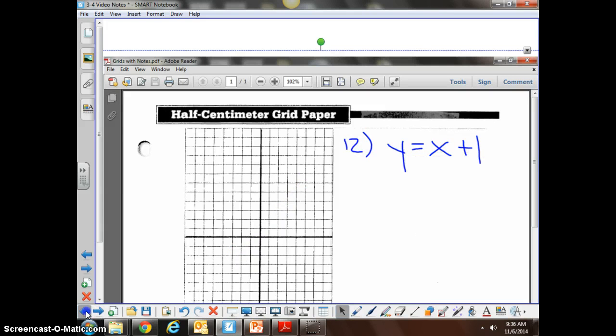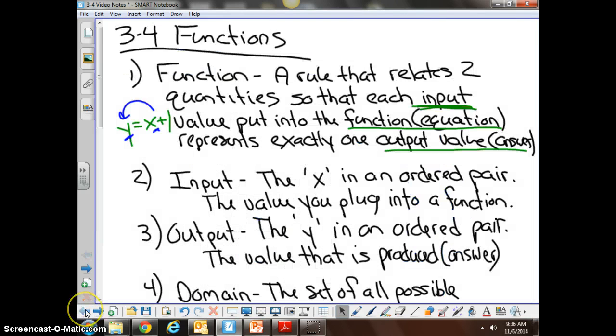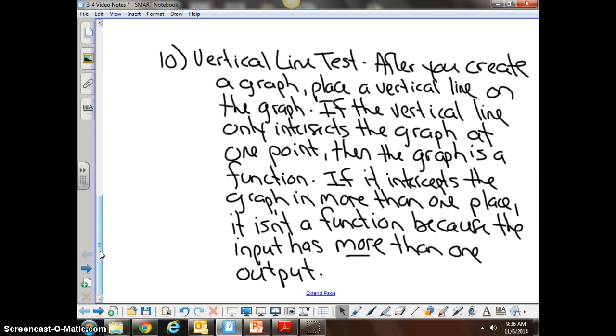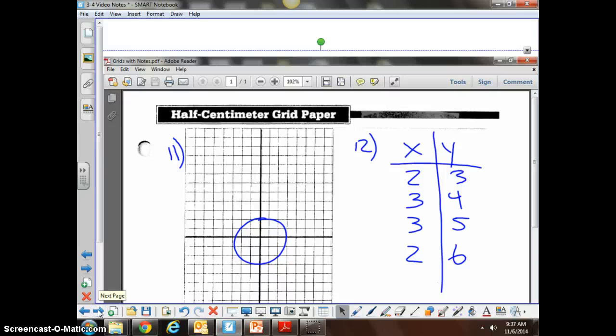Let's go to number 10. Number 10 is the vertical line test, another vocabulary word. Vertical line test is after you create a graph, place a vertical line on the graph. If the vertical line only intersects the graph at one point, then the graph is a function. So now we have a couple graphs that we've already created, and we have to determine if they're a function or not. If it intersects the graph in more than one place, it isn't a function because it has more than one value or one output for its input. Again, I told you there's a lot of information, so this might be one you have to rewatch.